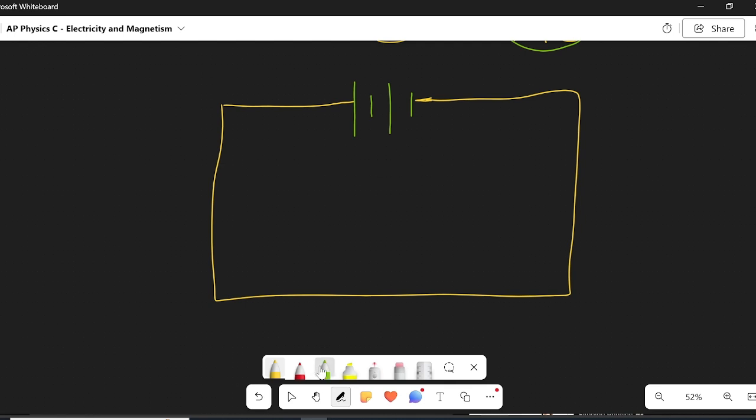And then on the AP test, it's not going to say 3 EMF. It's just going to say 3 volts, and that's the electromotive force, essentially how much the potential difference is across the battery. So this is the positive end, this is the negative end, and positive charges will be flowing into the wire like so.